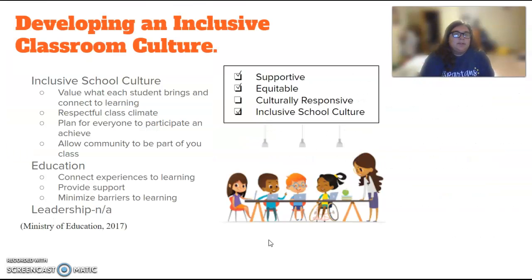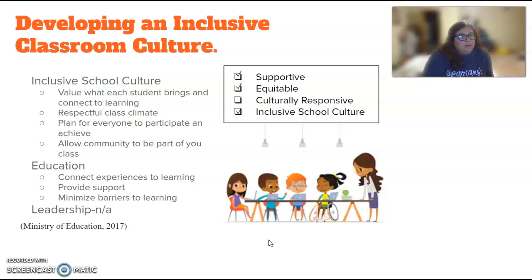The next article was about developing an inclusive classroom culture. And it talked about that we need to value what each student brings to the class and connect it to our learning. We need to be respectful of the class climate, plan for everyone to participate and achieve, and allow community to be part of your class. The education was you need to connect experiences to learning and provide support, and you need to minimize the barriers to learning.